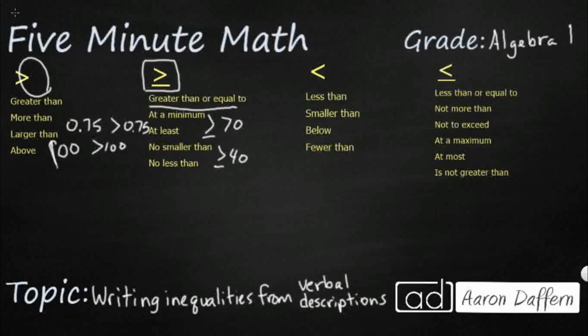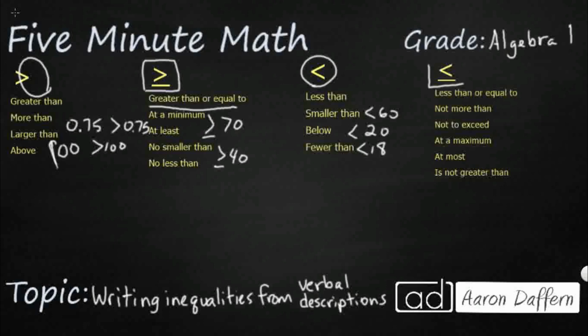On the flip side, let's see what happens when we're looking at less than or equal to. Less than is pretty straightforward. Smaller than 60 would be less than 60. Below 20 would be less than 20. Fewer than 18 would be less than 18.